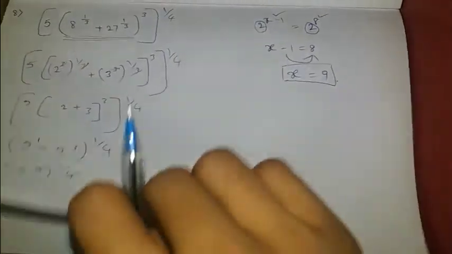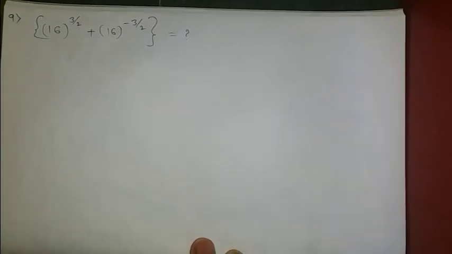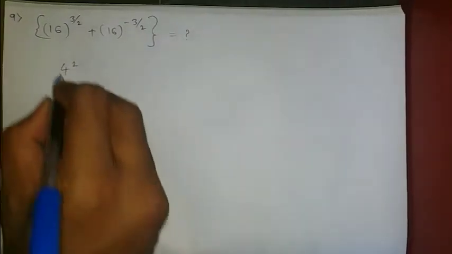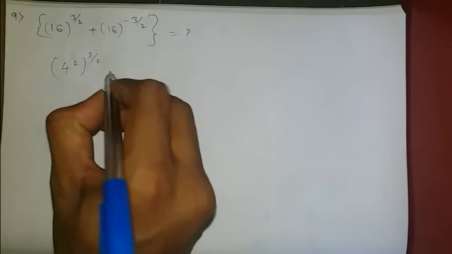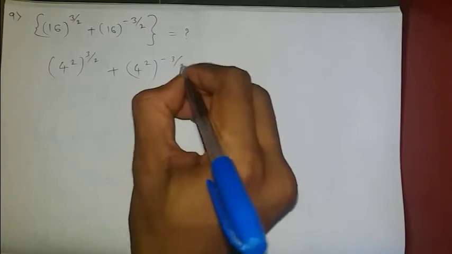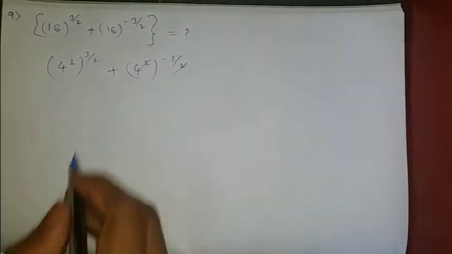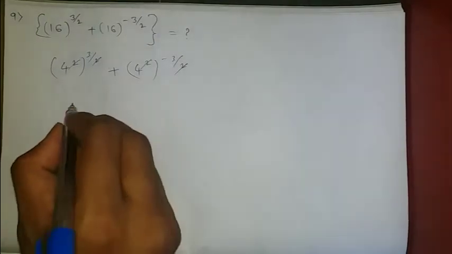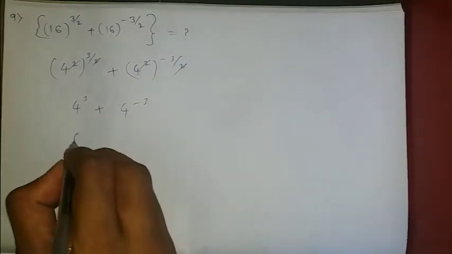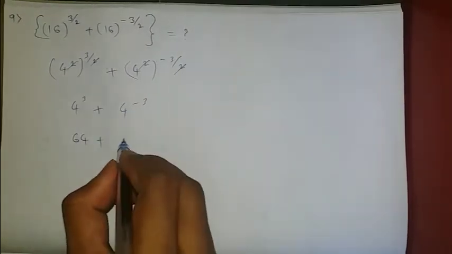Okay, let's move to the next question. What is the value of 16 whole power 3 by 2 plus 16 whole power minus 3 by 2? Here 16 can be written as (4 square) whole power 3 by 2 plus, again here 16 can be written as (4 square) whole power minus 3 by 2. The 2 will get cancelled, so we remain with 4 cube plus 4 power minus 3. 4 cube is 64, plus 4 power minus 3.